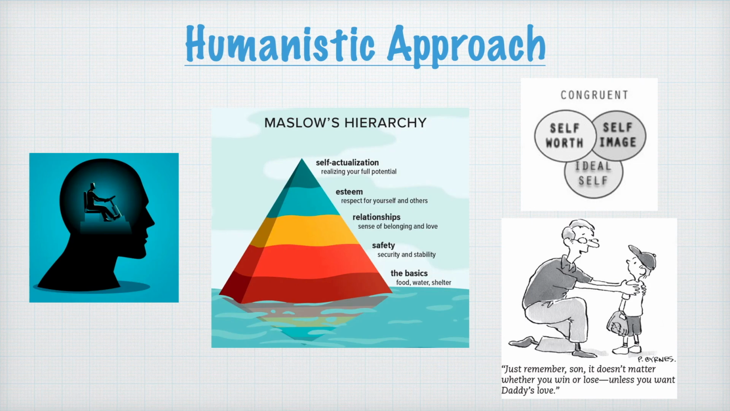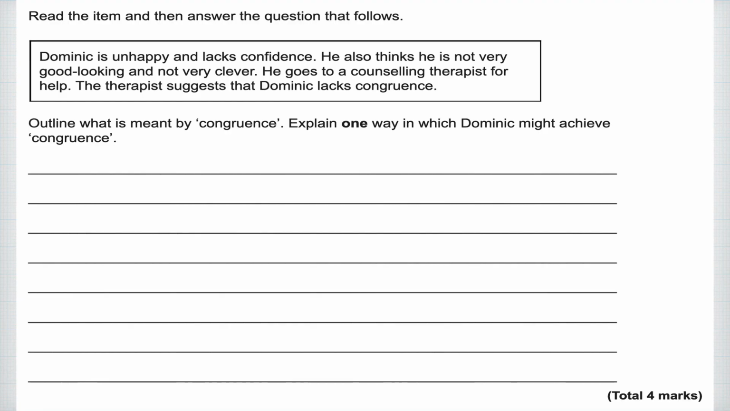So, let's have a look at our first question. This is question 1 and it is a 4 marker. It's 2 marks of AO1, which is the part where you explain what congruence is, and then it's 2 marks for AO2, where you need to explain how Dominic may achieve it.